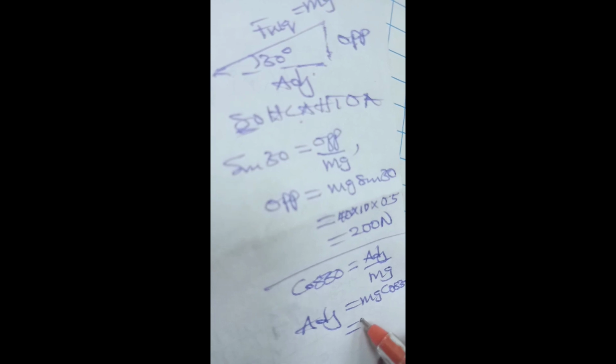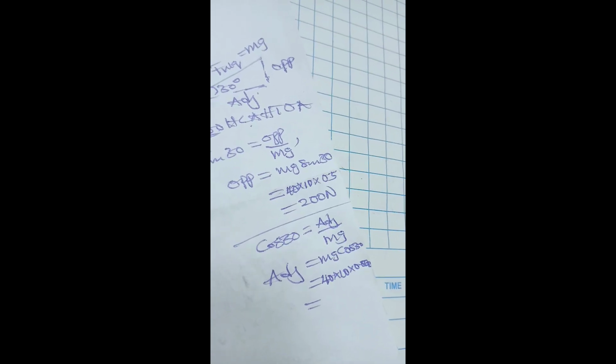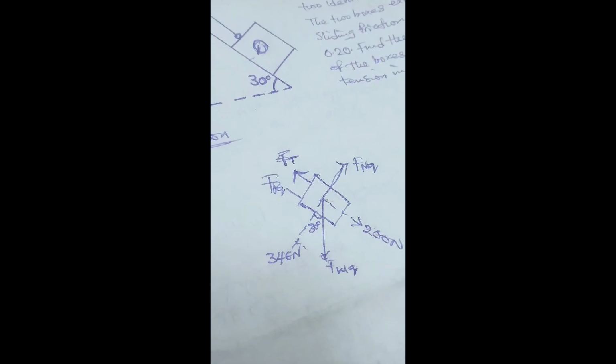And that's going to give us 40 times 10 times 0.8661. When we multiply, that's going to give us approximately 346 Newton. Now this place is 346 in Newton. That is the force. Now we've analyzed this diagram.